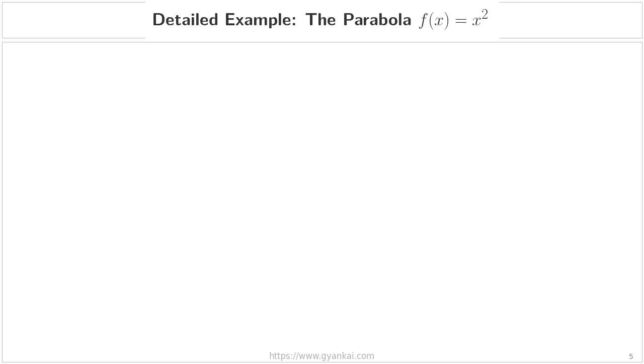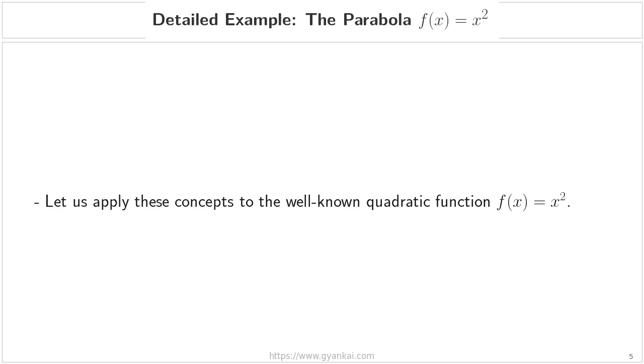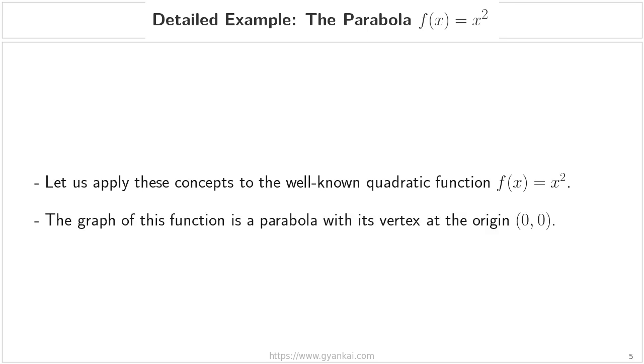Detailed example: the parabola f(x) = x². Now that we have established the theoretical basis for increasing and decreasing functions, let us apply these concepts to a practical example. We will use the well-known quadratic function, f of x equals x squared. As you may recall from your previous studies, the graph of this specific function is a parabola, and its lowest point, known as the vertex, is located exactly at the origin, which is the point (0, 0).